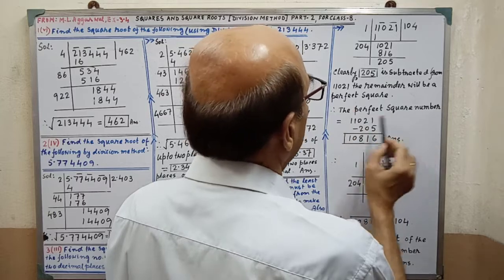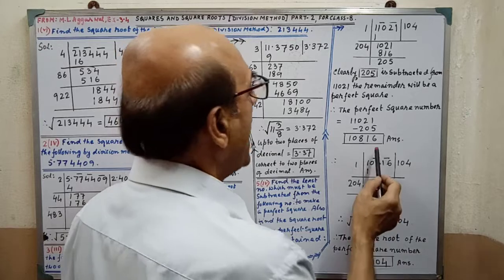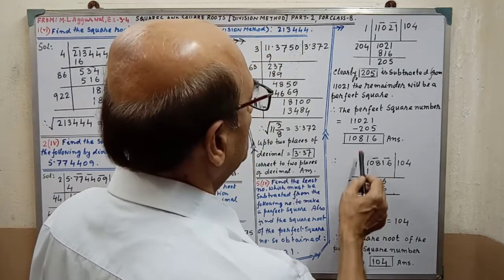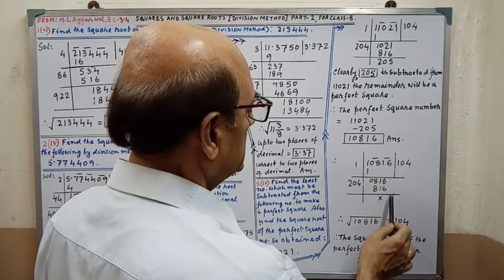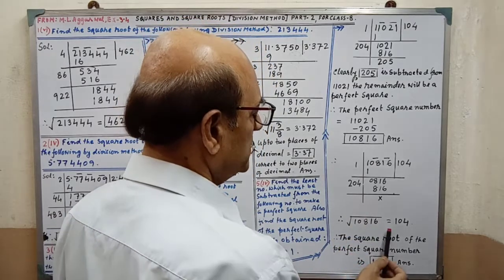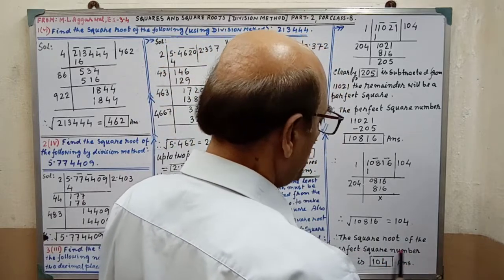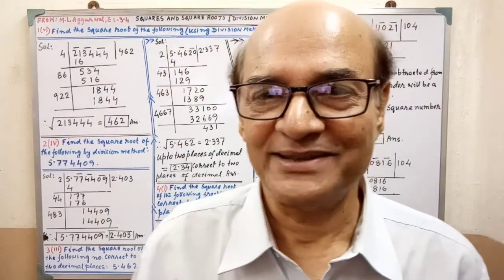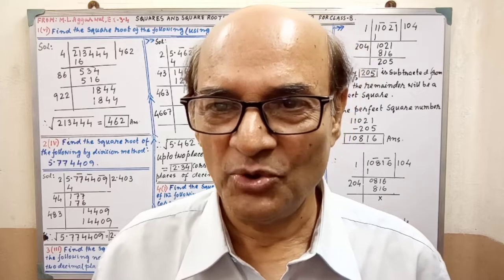Therefore the perfect square number, this minus this, that is 10816. We have to also find the square root of the perfect square number. This is why we have to find out the square root of this number. This method, exactly the previous method you have to follow. By following the previous method, we are getting the square root of this equal to 104. Therefore the square root of the perfect square number is 104. Sum is completed. I think very simple. If you follow attentively, easily you will understand.